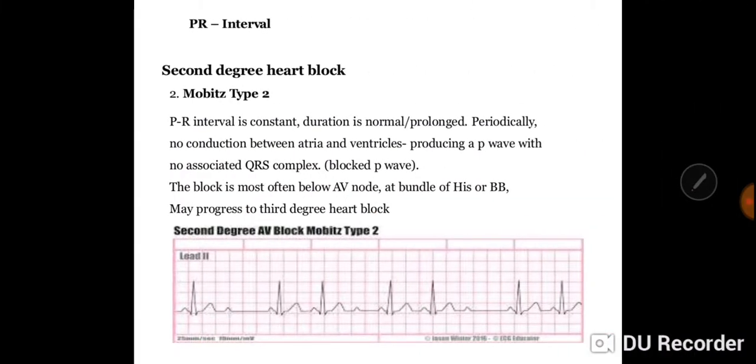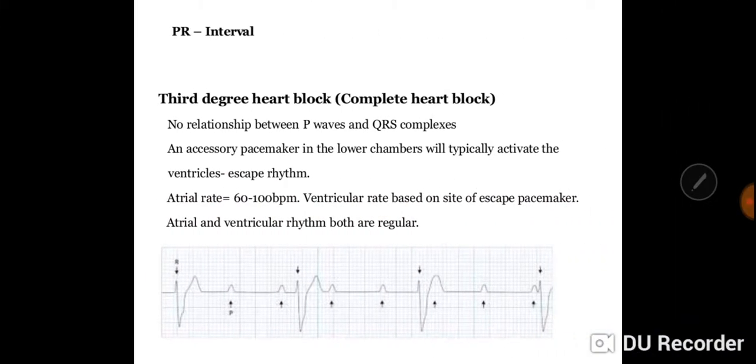In a Mobitz type 2, the PR interval does not lengthen, but you get a skipped beat nonetheless. So you see right here, you've got a beat, then you've got a P wave coming, but a skipped beat. You've got a P wave with a QRS, a P wave with none. So the PR interval does not lengthen, it stays constant. It's Mobitz type 2. In a third degree heart block, there's no relationship between a P wave and a QRS. It doesn't travel. So you get P waves that are not related to the QRS, and a QRS that is maintaining a fairly ventricular rhythm.